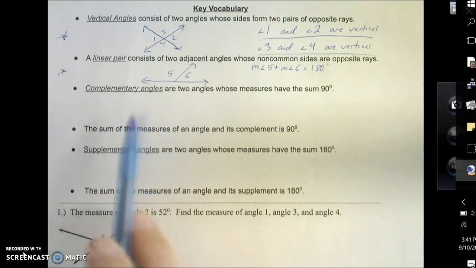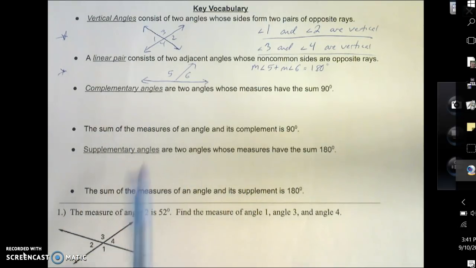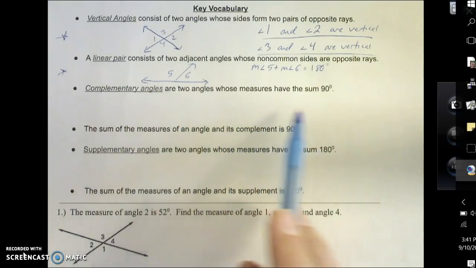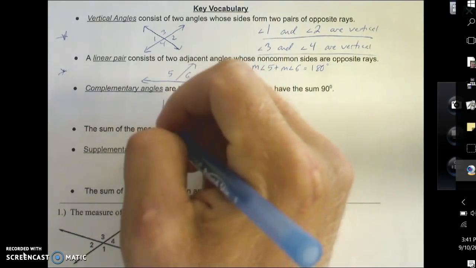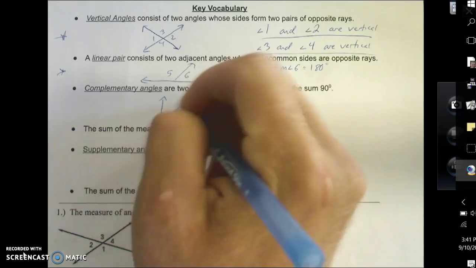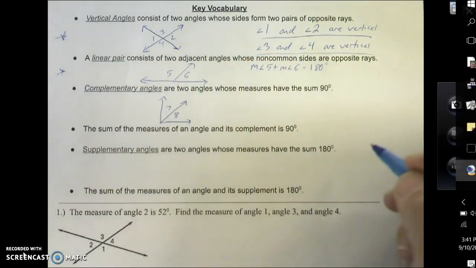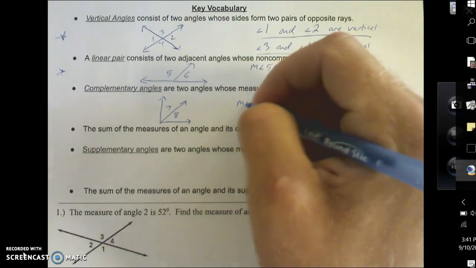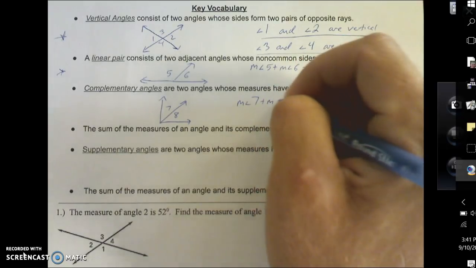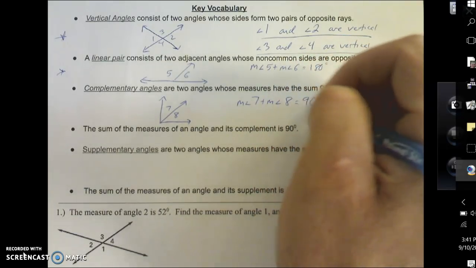Complementary angles are not angles that give each other complements all day long, but they are two angles whose measures have the sum of 90 degrees. So if I was to draw a picture, I'm going to call this 7 and 8. Kind of notice a trend here. We can say the measure of angle 7 plus the measure of angle 8 will add up to 90 degrees.